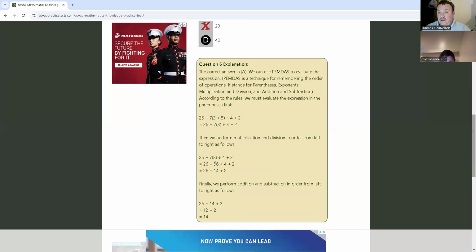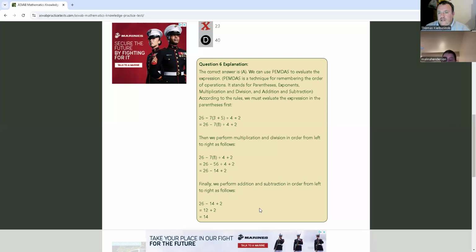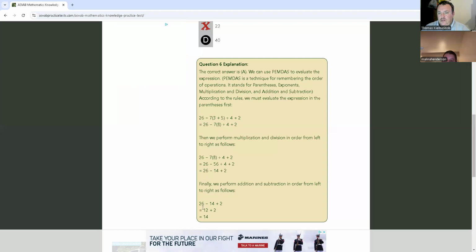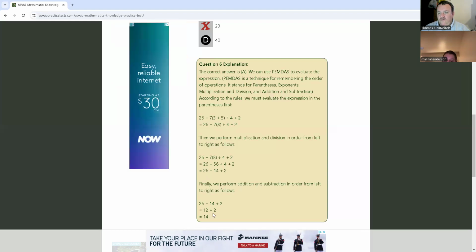We have to multiply this first. It gives you 26 minus 56 divided by 4. That's 14. Finally, we perform addition and subtraction from left to right. So you do 26 minus 14 plus 2. 26 minus 14 is 12, plus 2 equals 14. Does that make sense? Yeah.